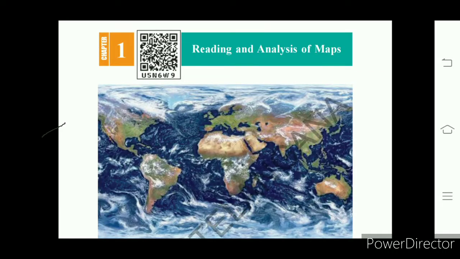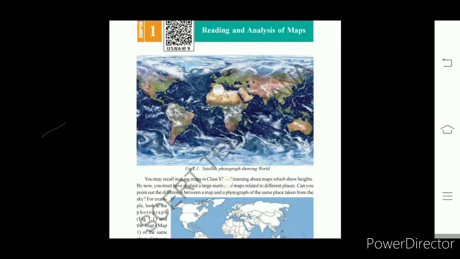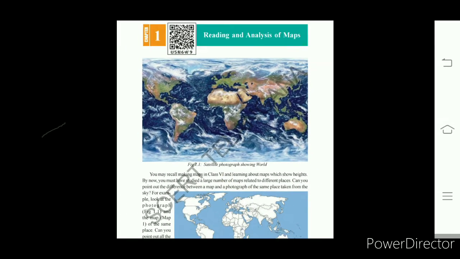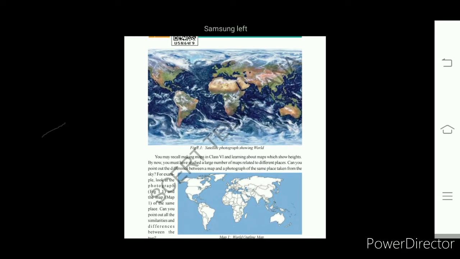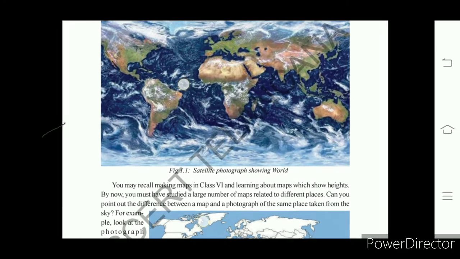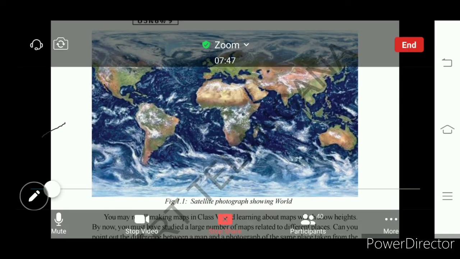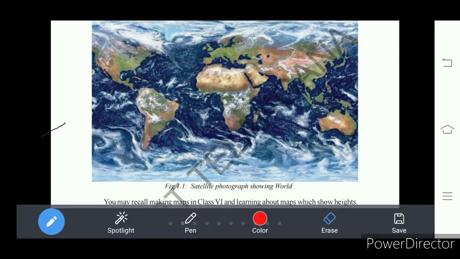Reading and analysis of maps. Dear students, look at here. What do you see on the screen? There is a photograph given. It is a photograph taken by satellite.